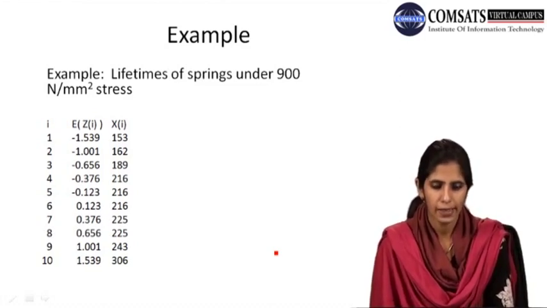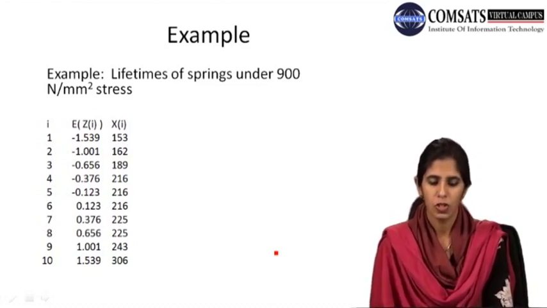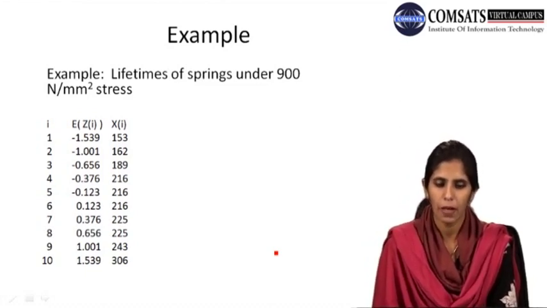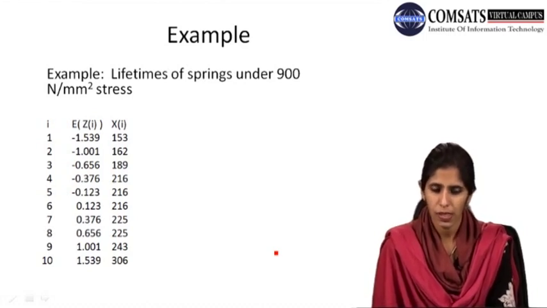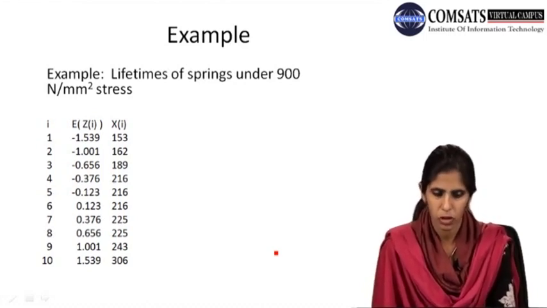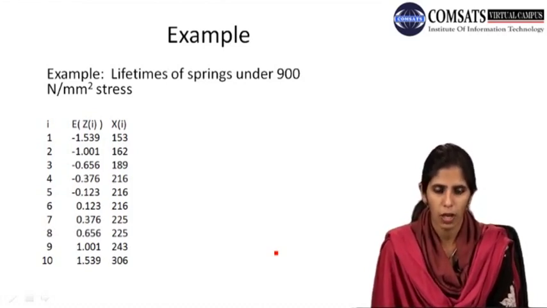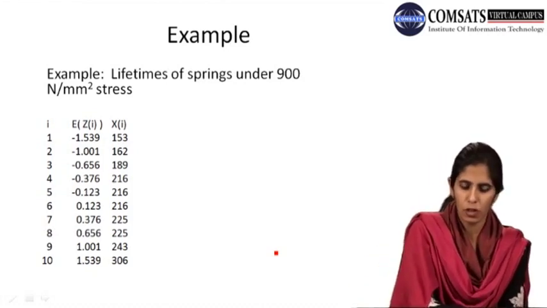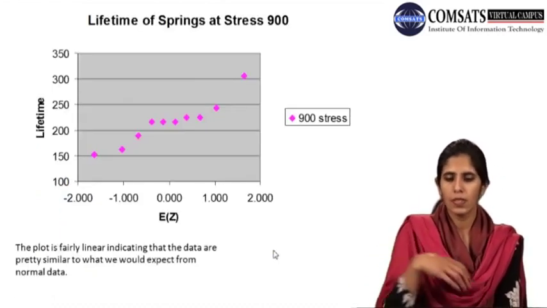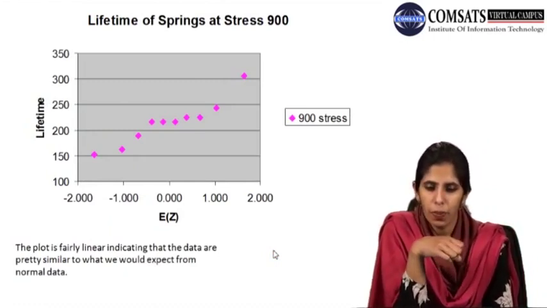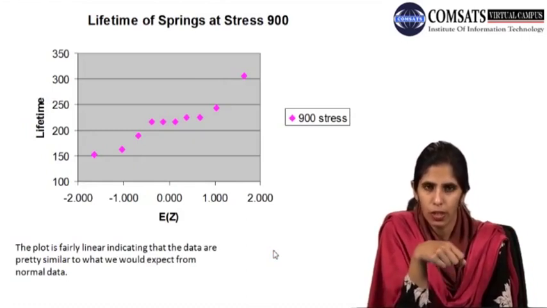When we apply stress on the first observation, which is showing 153 N/mm², the expected z value that appears is -1.539. When we have applied the test on the second observation with 162 x value, we have come up with -1.001 expected zi, and so on. So in that case, when we plot for 900 stress of springs, the lifetime of springs at stress level is shown in the given table.